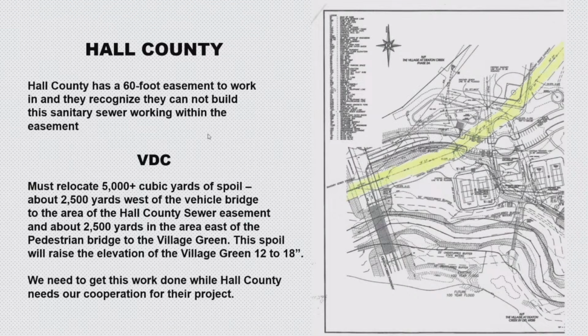On the other side of the vehicle bridge, it can go in the easement that Hall County now has, that they'll be coming through with their force main, and we can spread it in there. But we need to get that done before they come through, because once they come through and put their force main in, we're going to have trouble getting a permit from them for it. So we'd like to move that along, and hopefully we can get everything done by the end of 2024. Next slide, please.